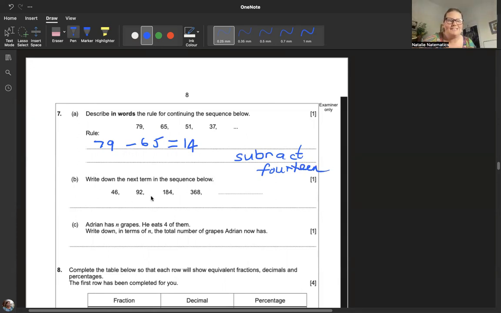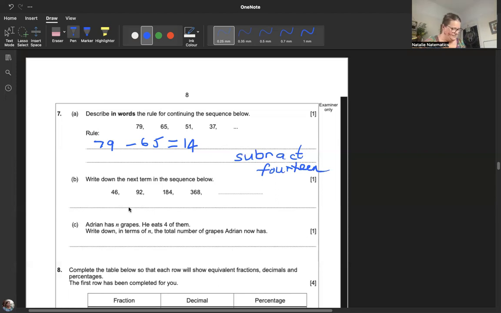Right, write down the next term in the sequence. Right, well, with a sequence, we just carry on the pattern. So I'm looking at these and I can see the gap between them is getting bigger each time. So I'm thinking, well, is it times by 2? Did you multiply that by 2 to get that? So let's have a look.